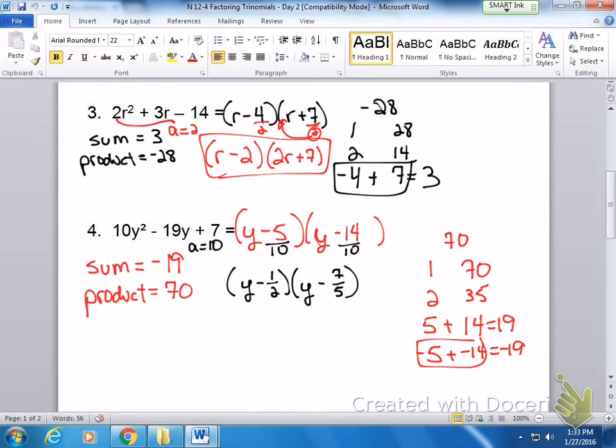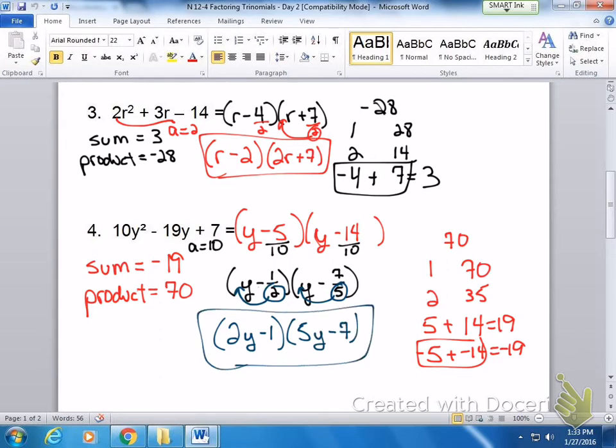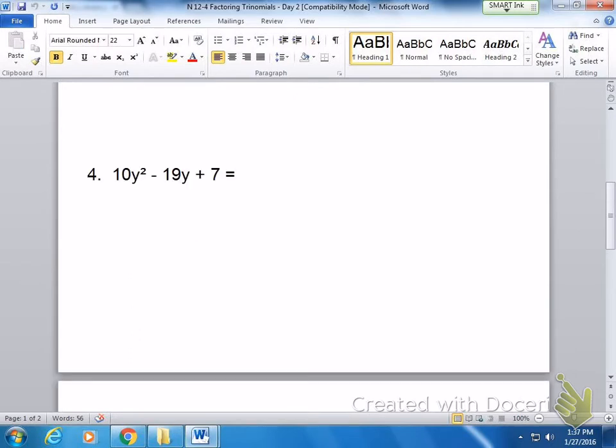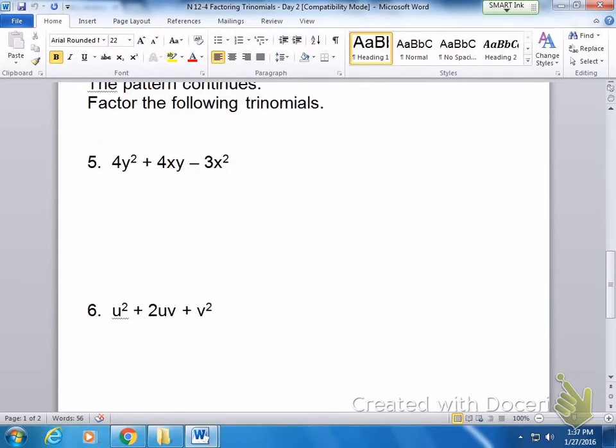Now to finish this up, I can swing my denominators in front of my y values and rewrite it to have my final answer. I have 2y minus 1 and 5y minus 7. So watch your division, guys, and that shouldn't be too much of a challenge. Now let's flip over to the back page. We've got a couple of different problems. These have multiple variables, but everything we've been doing will still work.